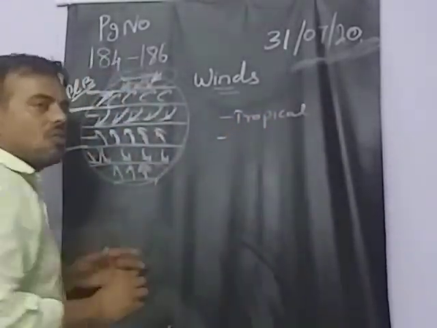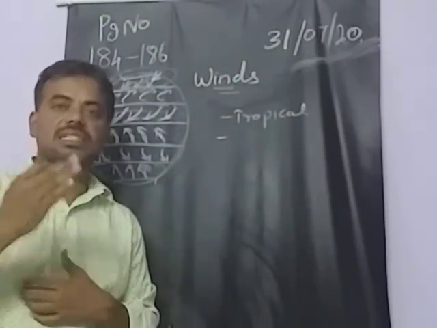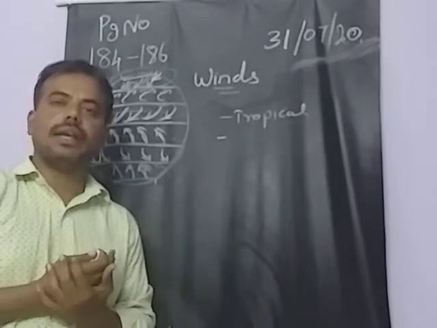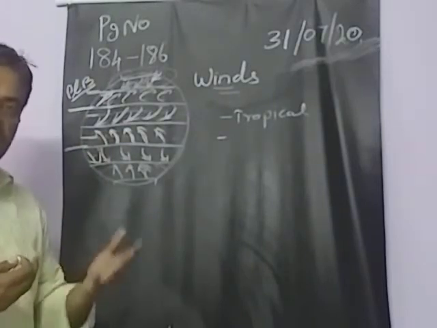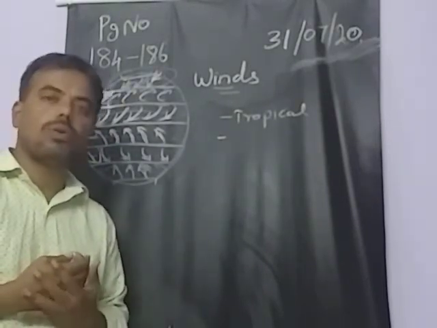Okay, tropical cyclones are the normal cyclones we get. For example, the Gaja cyclone we got in Tamil Nadu in 2019. Because of that, we will get heavy rain, and more natural disasters will happen.